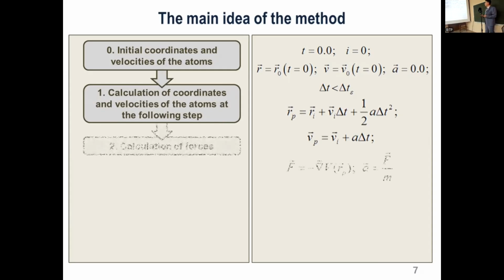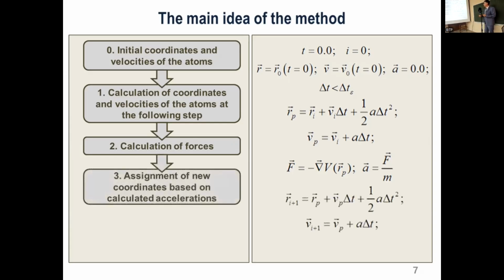And the acceleration can be calculated from the second Newtonian law, from the force, which is calculated as minus gradient of potential energy. You can see here we have the potential energy, which is very important because it describes the system. It describes how the particles interact with each other.